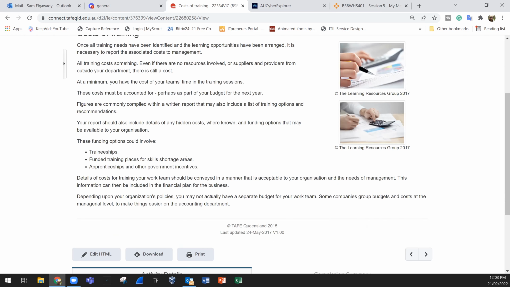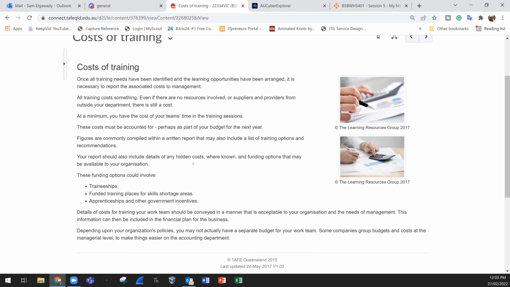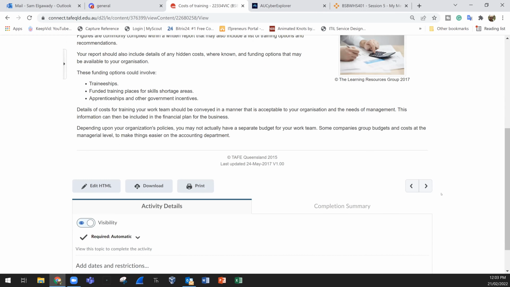Okay, so this is how we can calculate the cost for the training. We need to list all the costs, direct ones, indirect ones, lost opportunity costs. Sometimes we also promote people after attending courses. So promotion will require some salary increase, for example. Okay, good. Any question here?